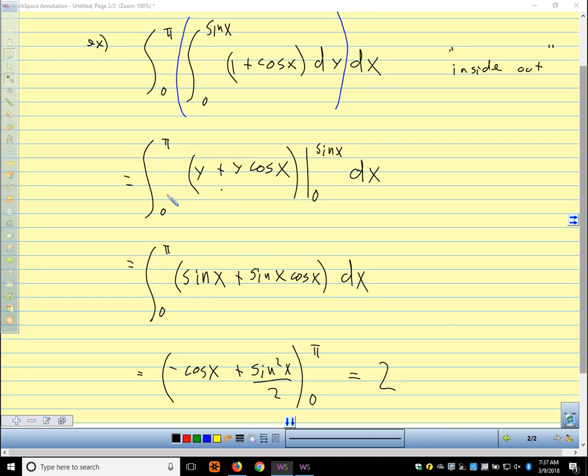Now, what are we doing in the rest of the course? We're going to apply these things, and we're also going to learn about double integrals and triple integrals and various other kinds of things.